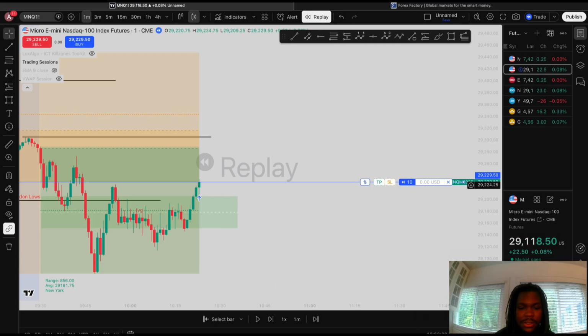I chose 10 contracts for this trade. I have a $100,000 trading account. So 1% of that account is $1,000. So I can afford to risk $1,000 a trade.